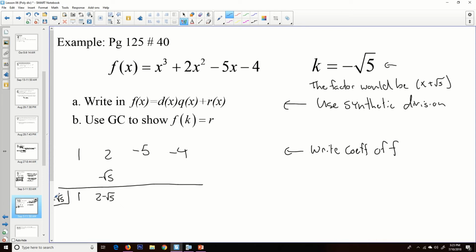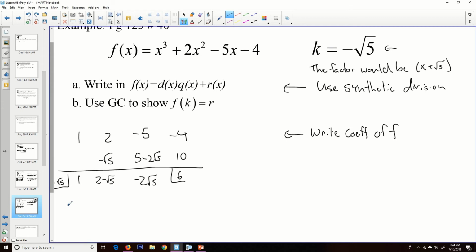And we can multiply in any order. So negative square root of 5 times negative square root of 5. Negative times a negative is positive. Square root of 5 times square root of 5 is 5. And then negative square root of 5 times 2 would be negative 2 square root of 5. So when I add these two together, the negative 5 and the positive 5 cancel out. I got negative 2 square root of 5. And then when I multiply this, negative square root of 5 times negative square root of 5 gives me 5. Times 2 would be 10, and so negative 4 and 10 is 6.